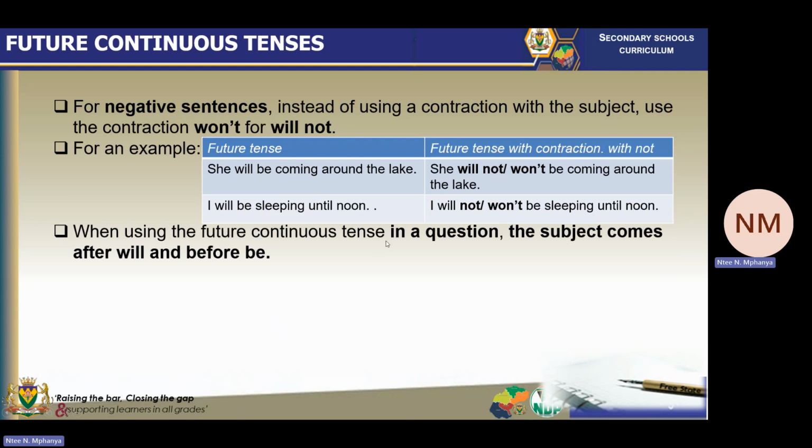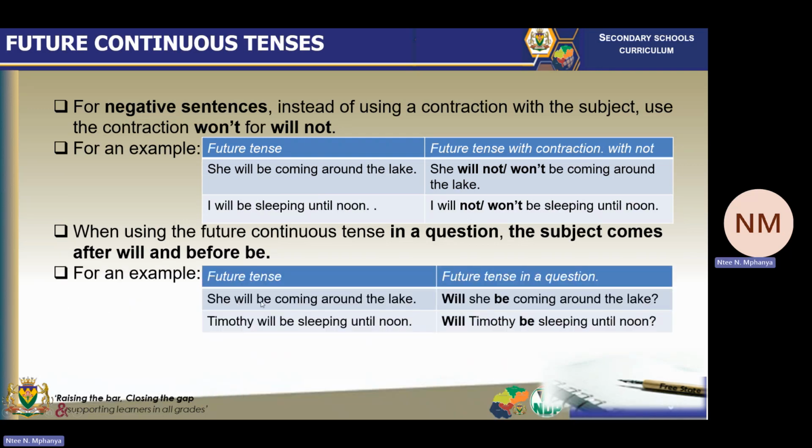When using the future continuous tense in a question, the subject comes after will and before be. She will be coming around the lake. Now we are going to put what? First, we start with will, and then the subject she, and then be, then we continue with the present participle, around the lake. And remember, we have to use what? The question mark to show that this is a question. Will she be coming around the lake? Yes, she will be coming around the lake.